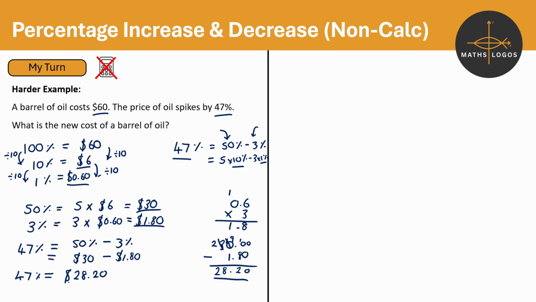We might be tempted to stop there, but the question's not done. It says a barrel of oil costs $60. The price of oil spikes by 47%, so it spikes by $28.20, which is what we've just worked out. What is the new cost?